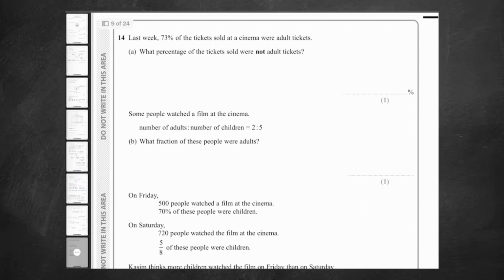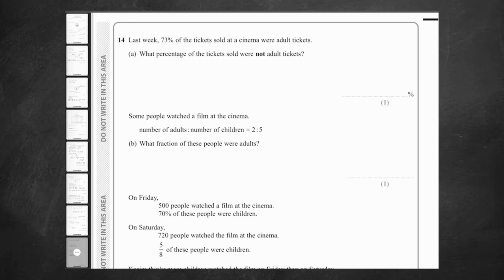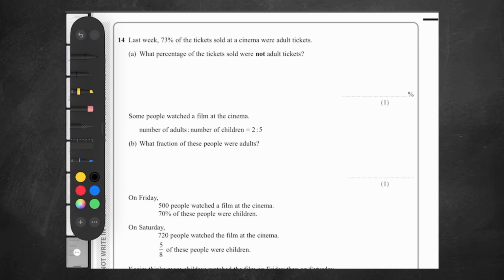Question 14. Last week, 73% of the tickets sold at the cinema were adult tickets. What percentage of the tickets sold were not adult tickets? So that will just be 100% minus 73%, which is 27%.